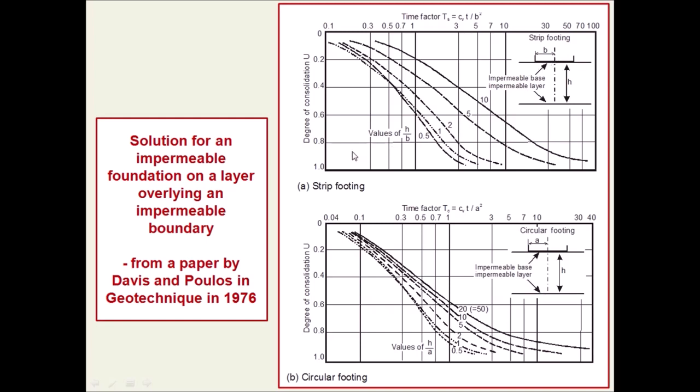For example, if you want to work out the degree of the settlement at an 80% degree of consolidation, you run along here, you've got your value of H upon B, you still have to do a guess of this one. So you can run along here and you can get a value of the time factor T, and if you've measured your CV value, you can work out your time to that degree of consolidation. So they're very easy to use. These graphs here are for a strip and a circular footing and for a foundation with an impermeable base.